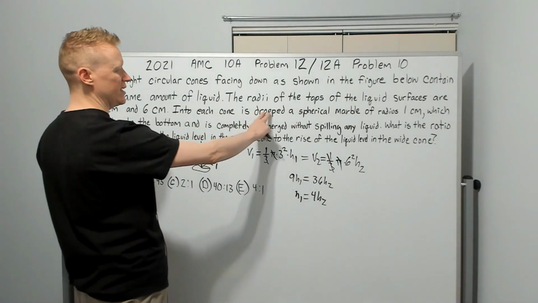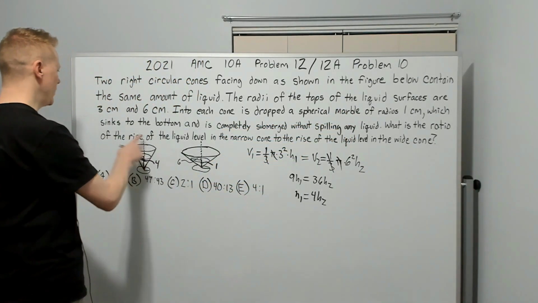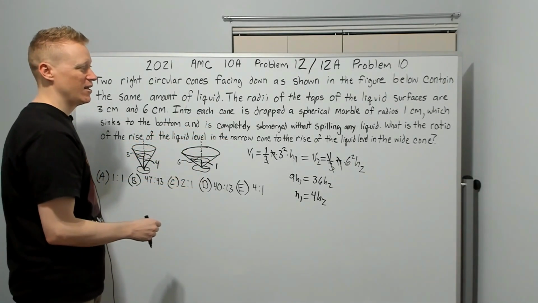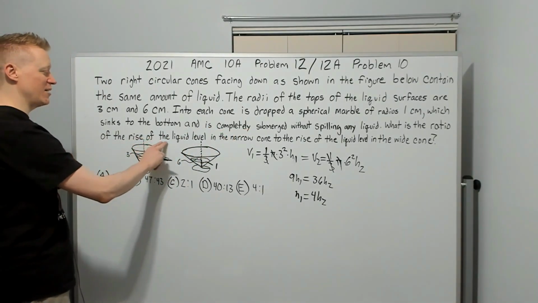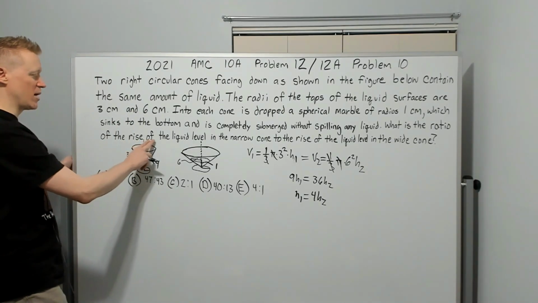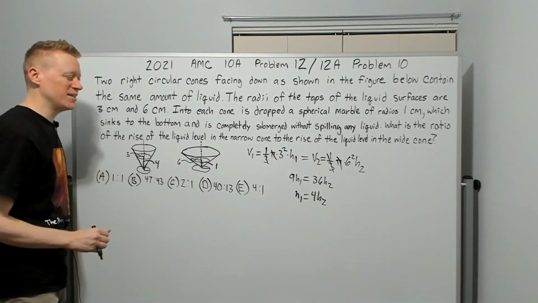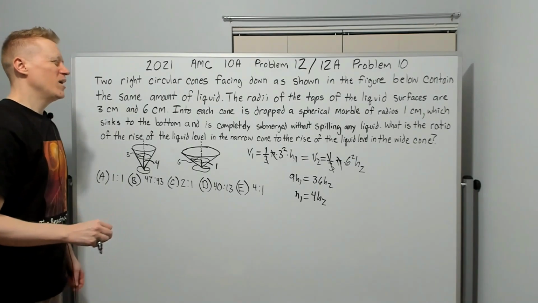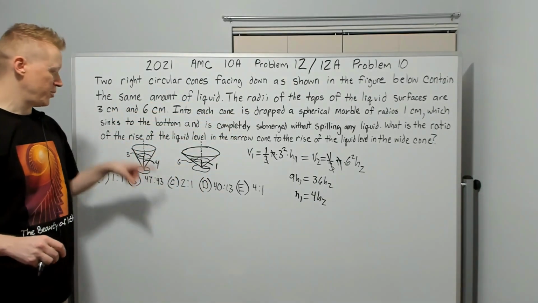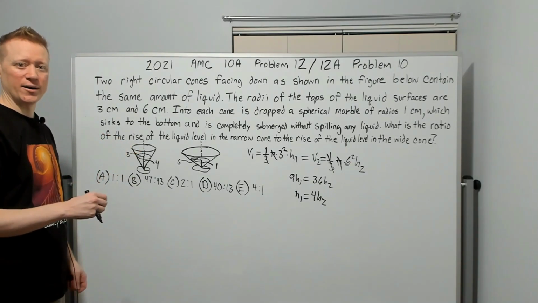Into each cone is dropped a spherical marble of radius 1, which sinks to the bottom and is completely submerged without spilling any liquid. What is the ratio of the rise of the liquid? You drop something into water, the water level rises. They want the ratio of the rise of the liquid level in the narrow cone, this one, to the rise of the liquid level in the wide cone. Well, it's probably not too uncommon knowledge that the volume of the marble that you put inside is what's added to the apparent volume of the water, right?